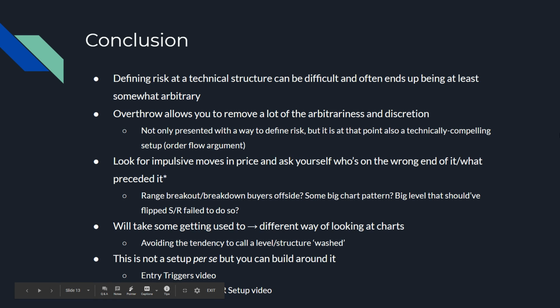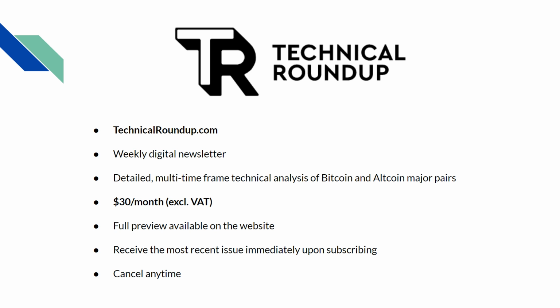This isn't a setup per se, because we've used all sorts of examples like ranges, trend lines, levels, and so on. We haven't talked about take profits or any of the other stuff that would typically feature in a setup video. But the whole point is you can build your setups around this sort of principle and still make money when the obvious TA principles don't work. If you want further guidance on that, hopefully you've watched the videos on entry triggers, horizontal SR and SR setups by now. All three will be quite instructive in that regard.